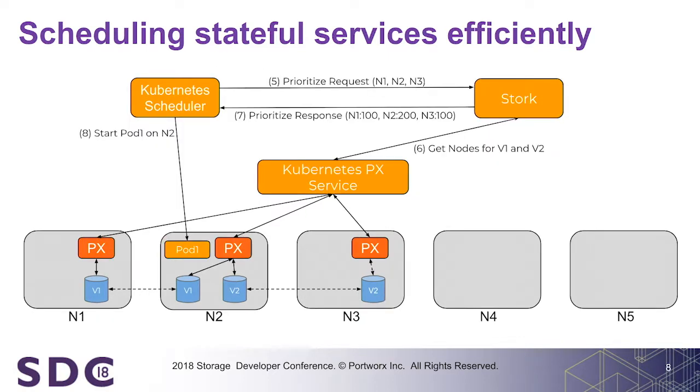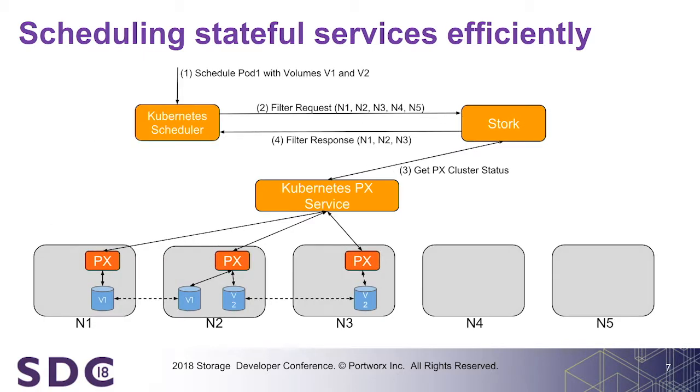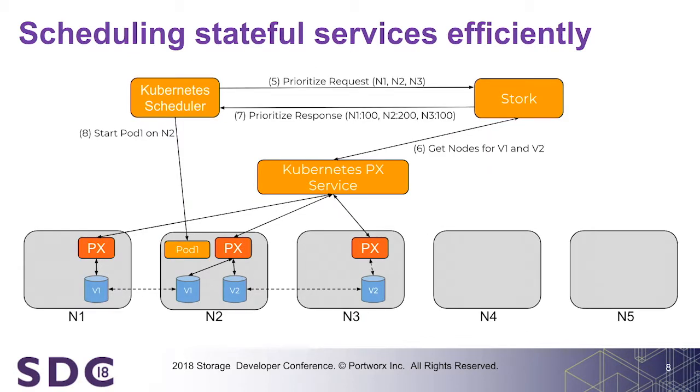Now, once the scheduler gets this, it's going to make the next call in its scheduling process. It's going to ask again, OK, so here are the nodes that this pod can be scheduled on. How do you prioritize these nodes? In this example, Portworx has spread out the replicas for these volumes across the cluster. As you saw here, the pod had requested volumes V1 and V2, and Portworx placed replicas for volume V1 on node N1 and N2, and replicas for V2 on N2 and N3.